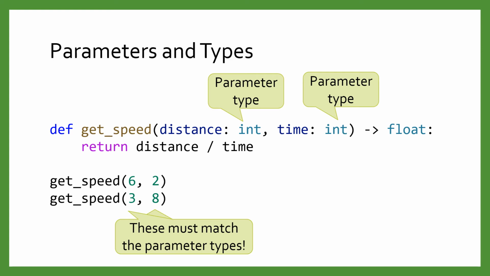In modern Python, we specify the type of each parameter. So far, we know of 5 types: int, str, float, bool, and none. Anytime you call that function, the arguments must match the type of the parameter.